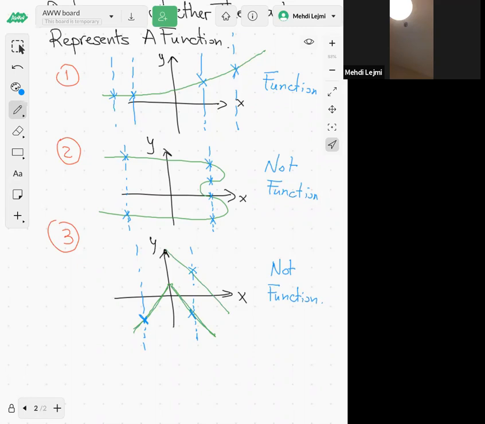So guys, in the test or in the exam or in the homework, if you have a graph and you need to say whether the graph is a function or not, all you have to use is this vertical line test, okay? Nothing else. Is there any question, guys, about this exercise?